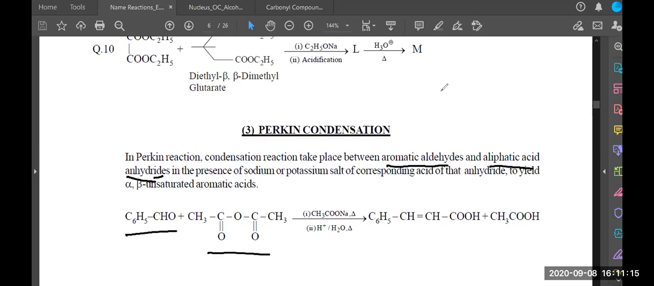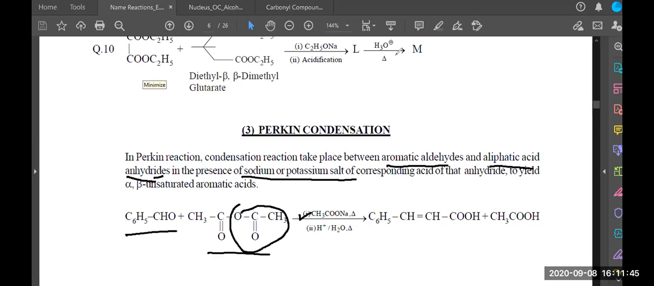So here we have sodium or potassium salt of this anhydride. Same as Claisen ester condensation. Now just think about this. I'll give you 2 minutes. Try to think, because this is your product. I have given you the product. Try to think about the mechanism.